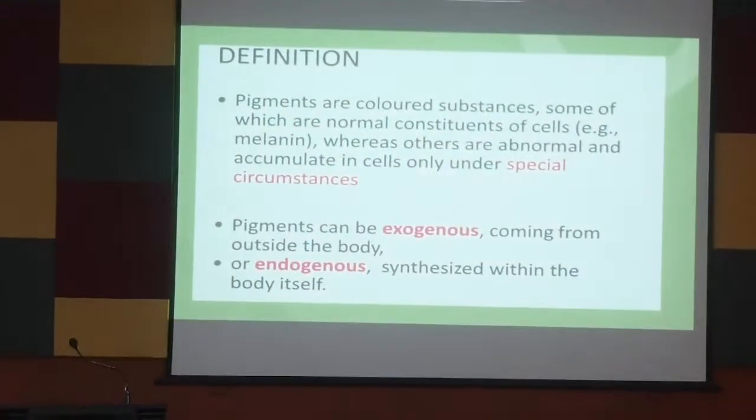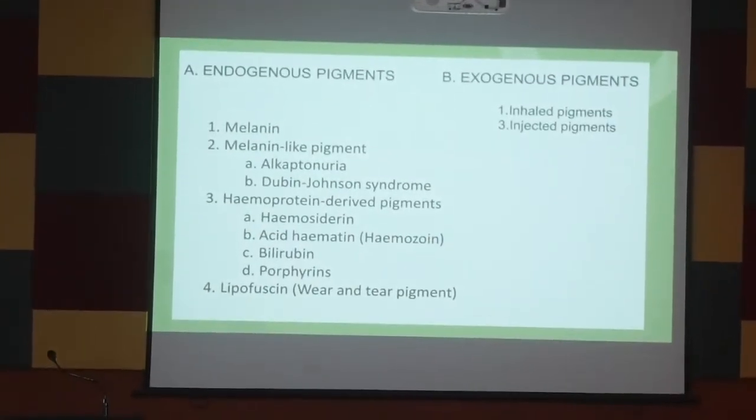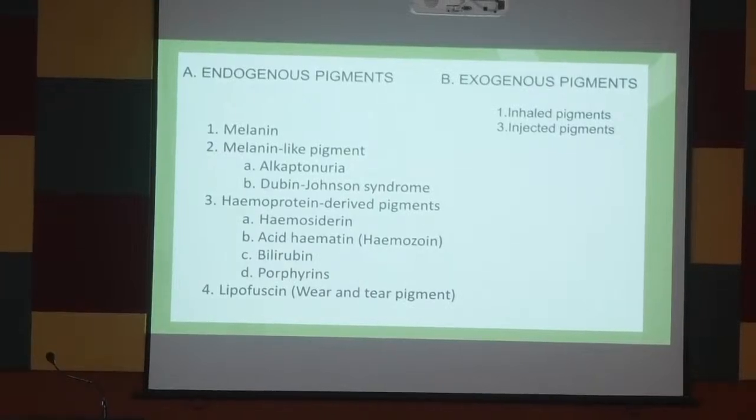So pigments can be exogenous or endogenous. So the endogenous pigment list: melanin, most important, melanin-like pigment deposition in diseases like alkaptonuria, Dubin-Johnson syndrome in liver, hemoprotein derived pigments, hemosiderin, okay, acid hematin or hemozoin, bilirubin, another hemoglobin byproduct, bilirubin, porphyrin, and lipofuscin, that is wear and tear pigment. Very important for short note, lipofuscin, okay, wear and tear pigment. And the exogenous pigments are inhaled pigment and injected pigment, okay. But most important is melanin.